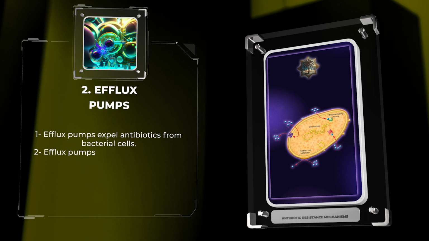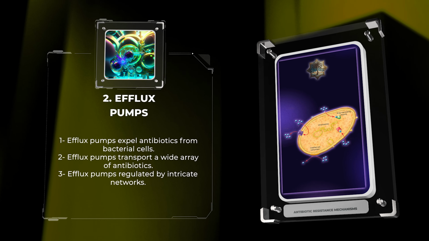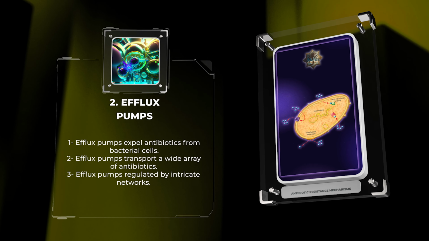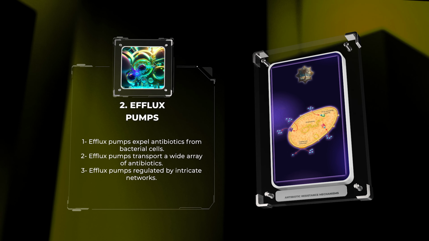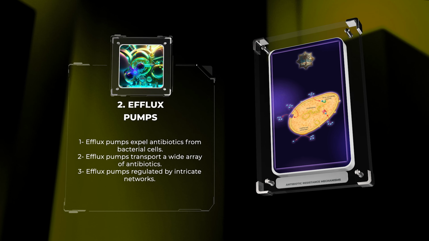Efflux pumps are vital in antibiotic resistance as they expel antibiotics from bacterial cells, preventing their action. These pumps are diverse and can transport a wide array of antibiotics. They are regulated by intricate networks, making them highly effective in conferring resistance.